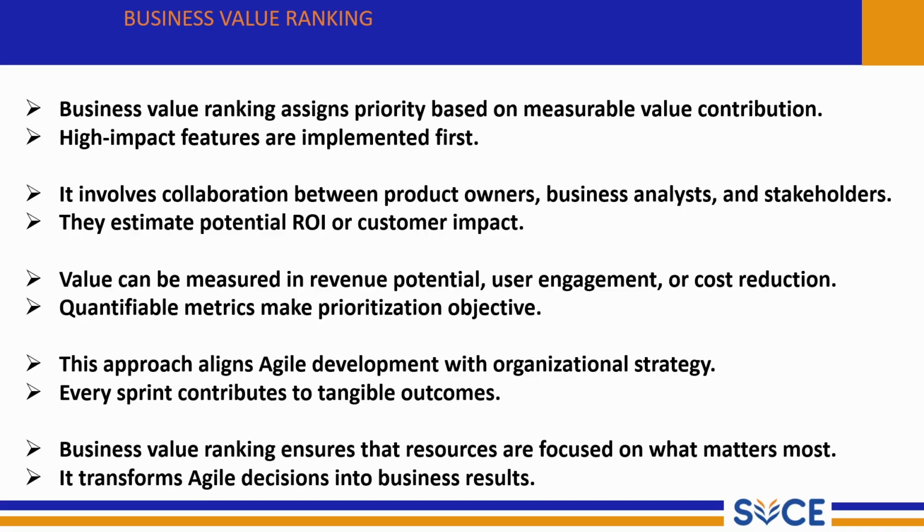Business value ranking assigns the priority based on measurable value contributions. In this prioritization method, features are ranked depending on how much business value they bring. The focus is on measurable outcomes instead of assumptions. High impact features are implemented first.